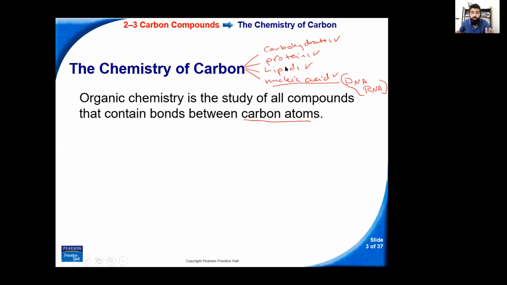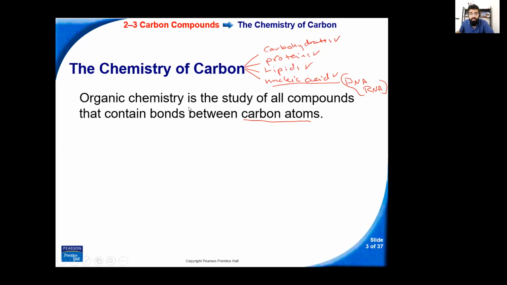But what you have to know now, Ali Abbas and others, is that these compounds are formed mainly by carbon and other atoms, mainly carbon, oxygen, hydrogen. So we call them carbon compounds or organic compounds. Organic means made of carbon. Okay? Thank you all.